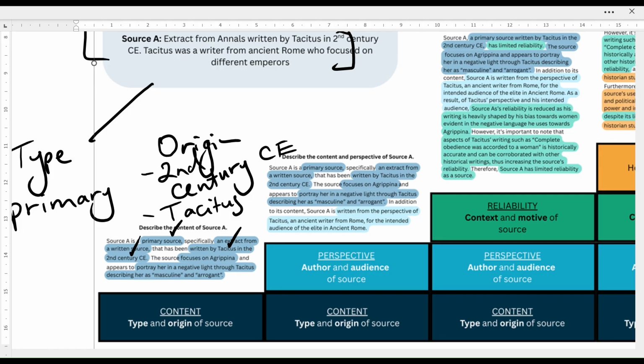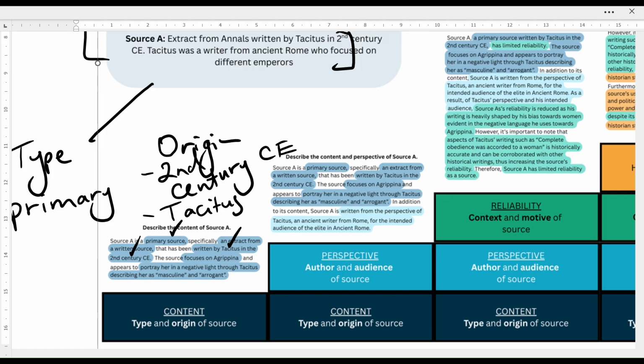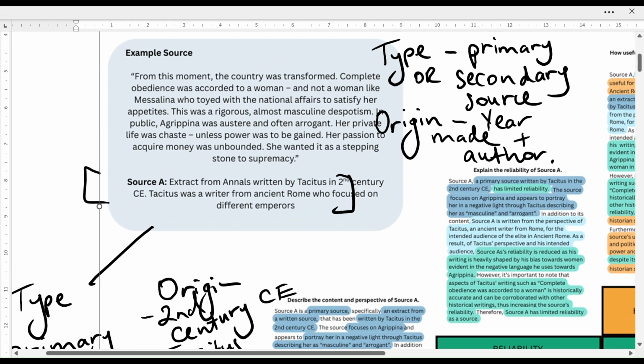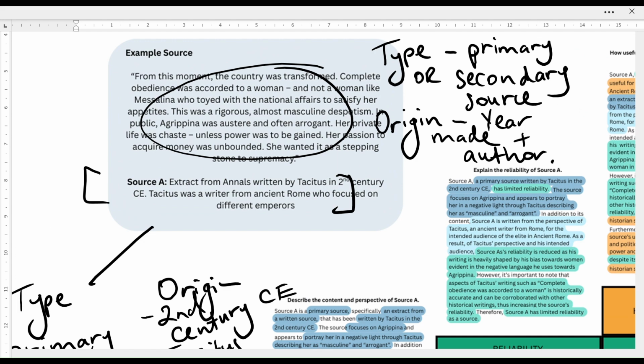So content also means information. What is the source telling you or showing you? And if you look at this next sentence, the next sentence is all about the content, the information. The source focuses on Agrippina and appears to portray her in a negative light through Tacitus describing her as masculine and arrogant. And that has been taken from the actual source, the info there. So the key thing you need to remember here is the first sentence you focus on type and origin, and the second sentence you focus on content. What information does the source tell you? And that can either come from here or here.